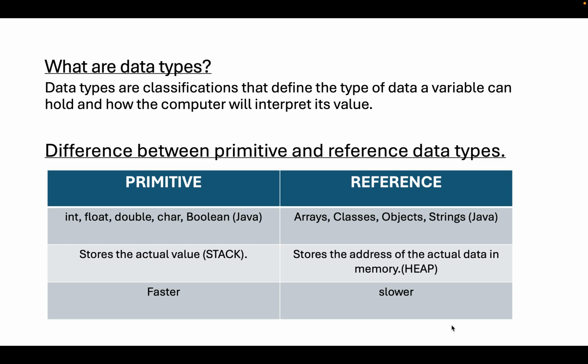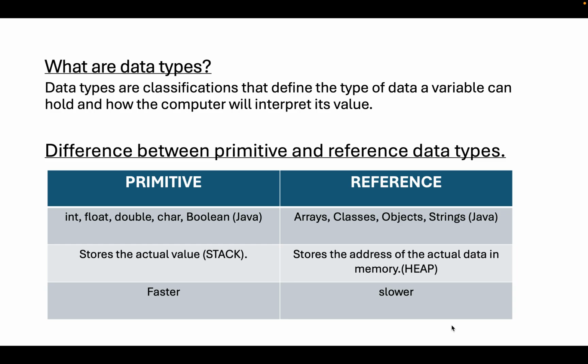Primitive data type examples include the integer, the float, the double, the char, and the boolean. Reference data type examples include arrays, classes, objects, and strings. All these examples are from Java, the Java programming language. Another difference between primitive and reference data types is that a primitive data type stores the actual value of that data, and a reference data type stores the address of the actual data in memory.